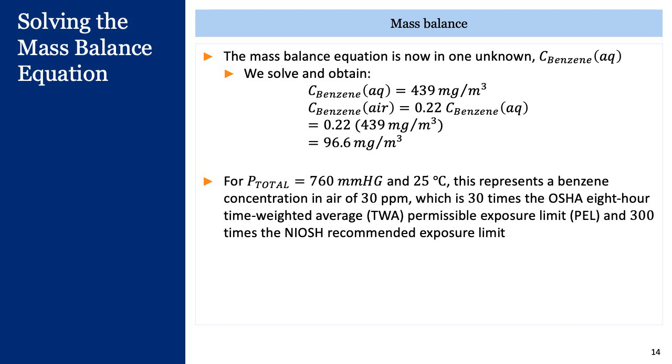This represents a benzene concentration in air of 30 parts per million, which is 30 times the OSHA 8-hour time-weighted average permissible exposure limit and 300 times the NIOSH recommended exposure limit. So this clearly represents an unacceptable exposure scenario, and we were able to determine this without making any measurements, just by considering the scenario: benzene in a liquid in a room with no airflow in it. We were able to estimate what the benzene concentration in the air was.